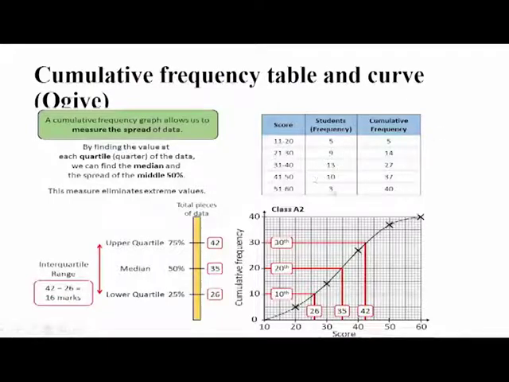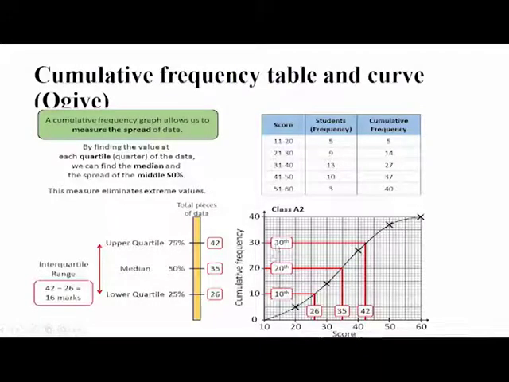Now, this is what you are given. Imagine you are given this table. It says to draw the cumulative frequency curve. We use the cumulative frequencies, so you add frequencies together. The first one, 5, plus 9 is 14. 14 plus 13 is 27. 27 plus 10 is 37. 37 plus 3 is 40. That is how we get the cumulative frequencies.